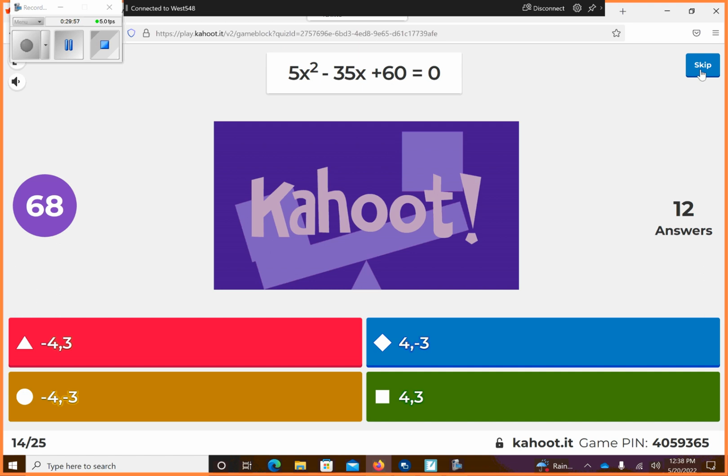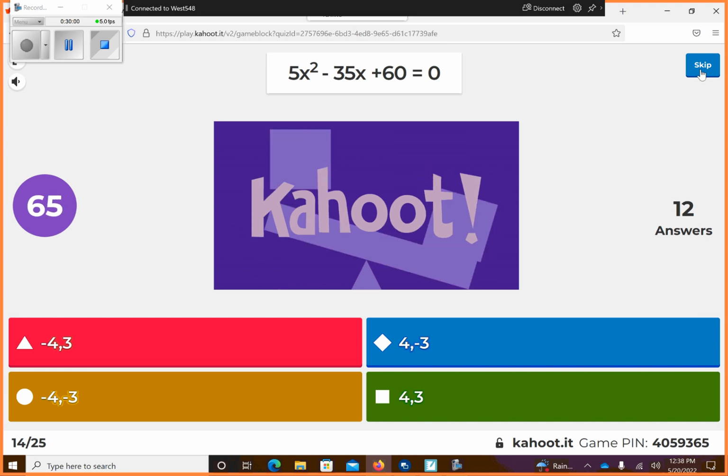All right, I did that first try, because I didn't like it anymore. Green square.